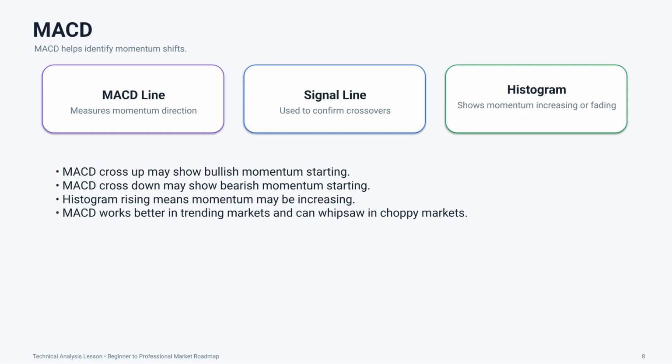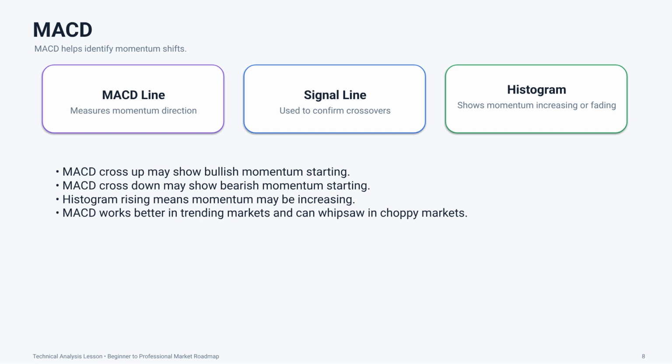Now, let's talk about MACD. MACD stands for Moving Average Convergence Divergence. MACD is a momentum indicator. It helps traders see when momentum may be shifting from bullish to bearish, or from bearish to bullish. There are three main parts of MACD.